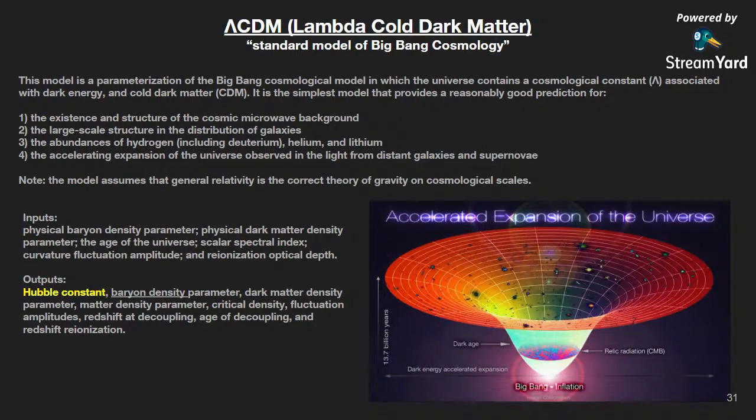And so you can adjust the age of the universe. What you do is you run this model, and then you compare it to the cosmic microwave background data. If it's off, you adjust the parameters and you rerun it. You repeat this, and you find the best fit to the data.